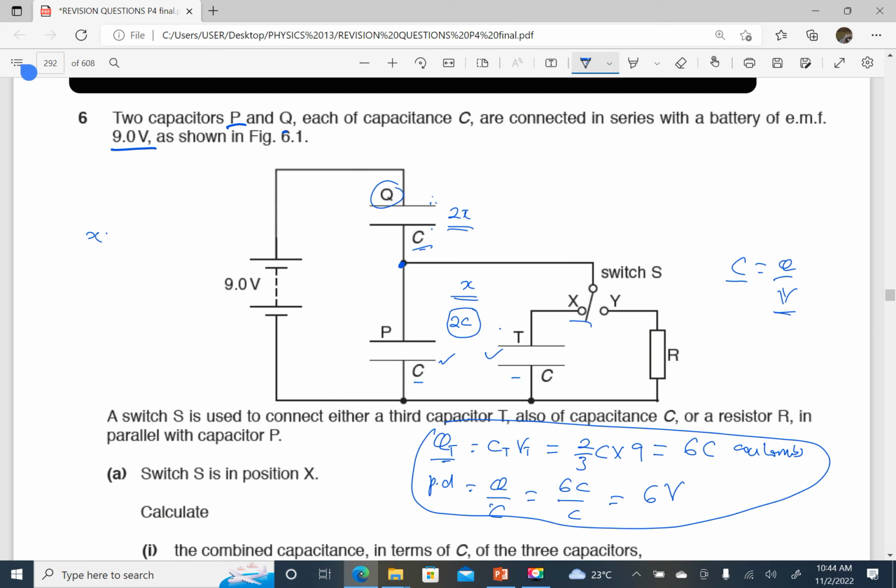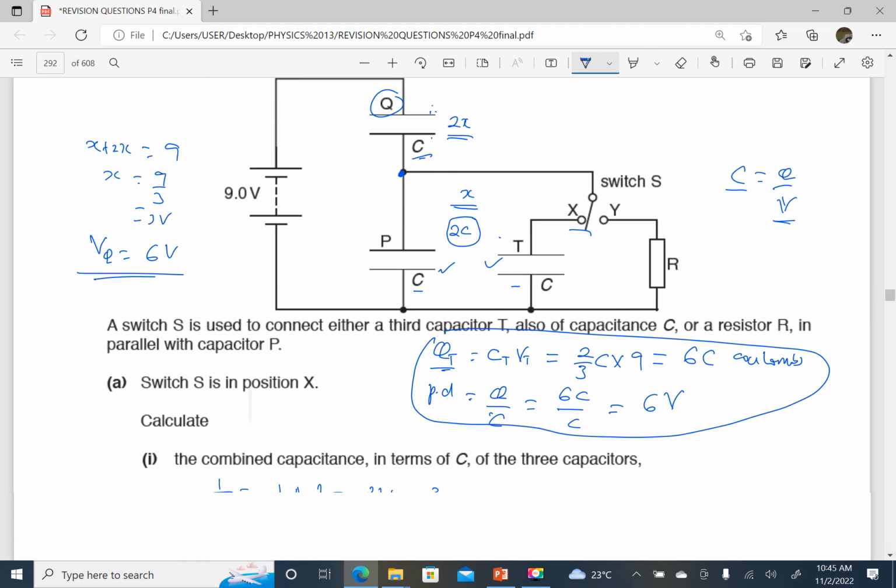So X plus 2X should give us a total of 9. That means X is going to be 9 over 3, which is 3 volts. That is for the parallel. Then the PD across Q is going to be 9 minus 3, which is still 6 volts. So whichever method is easier for you, you can always use it.